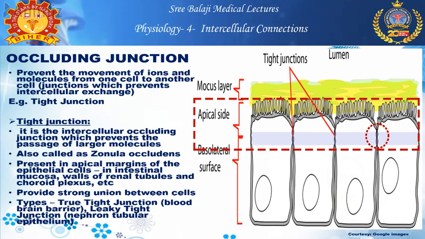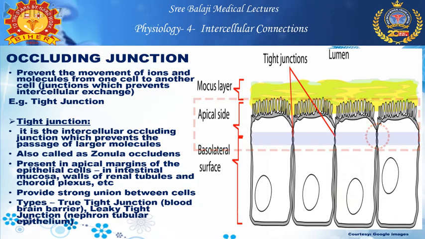As the name indicates, occluding means closing, so it is also called blocking. Since it is occluding or blocking, it is not going to allow the passage of larger molecules. Usually it is seen in the region where membranes of the adjacent cells fuse together firmly. Most of the time it is present on the apical margin of the cell, mainly in epithelial and endothelial cells of intestinal mucosa, walls of renal tubule, capillary walls and choroid plexus, etc.